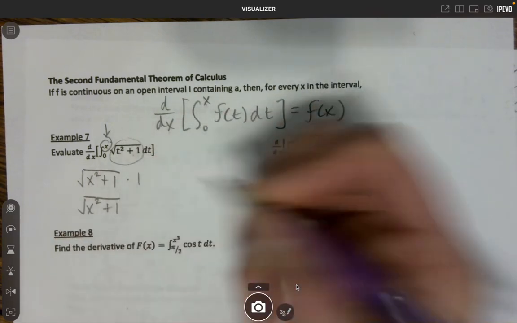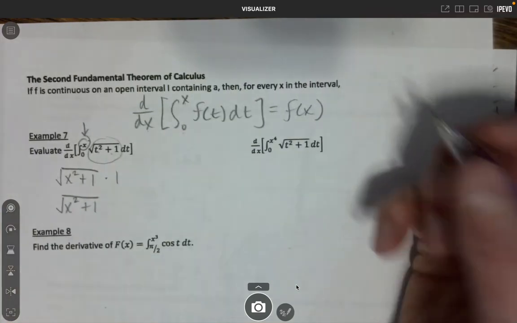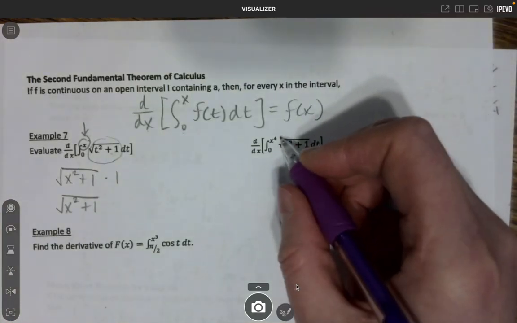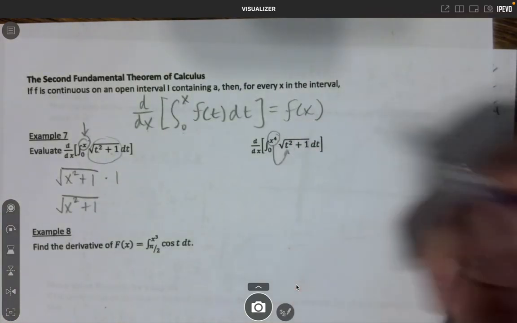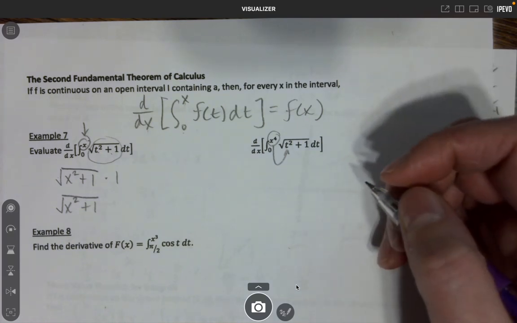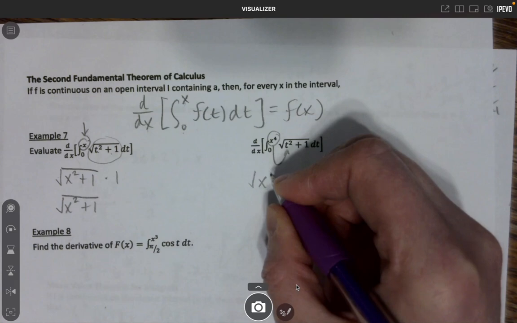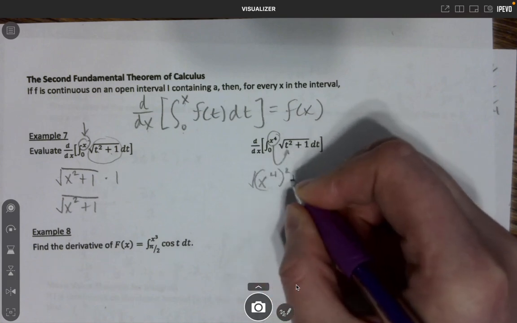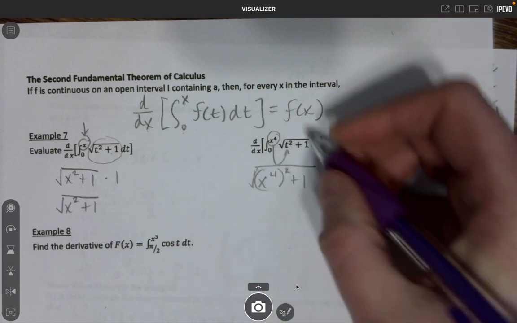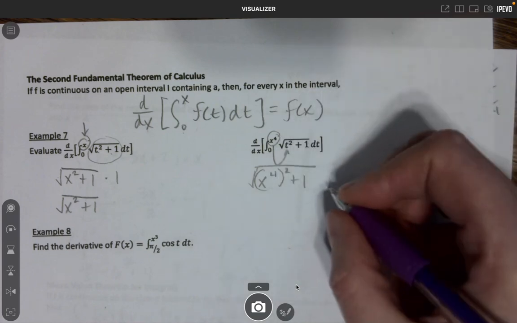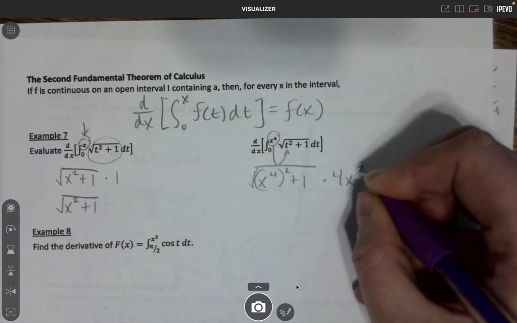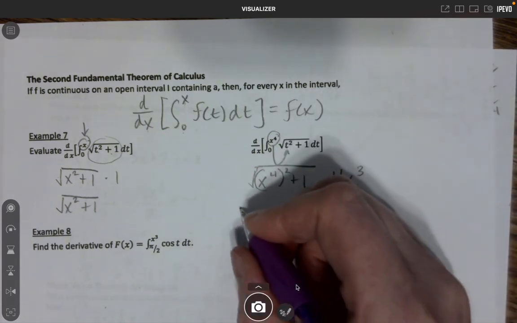plus 1. Okay, on the next one, first I'm going to substitute an x squared in here. So first you're going to substitute. So square root of x to the fourth squared plus 1. But then I also have to take the derivative of x to the fourth. That's going to be a 4x cubed. And I think I want to write this one in front.